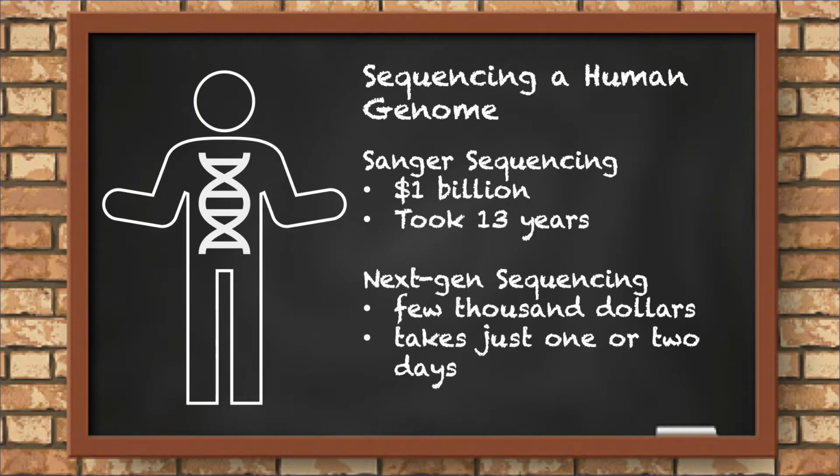Sequencing the first human genome by Sanger sequencing cost about $1 billion and took 13 years to complete. Using next-generation approaches, sequencing a human genome costs as little as a few $1,000s and just takes 1 or 2 days. So, what can be done with the power of next-generation sequencing?